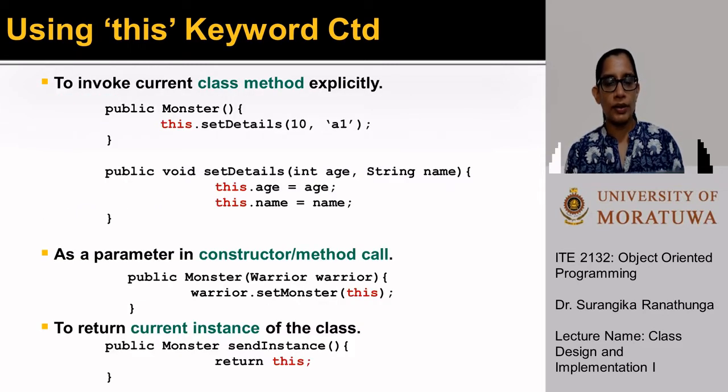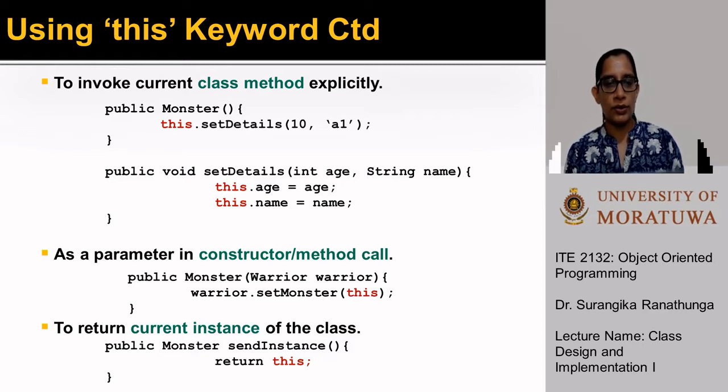Another use of this keyword is to invoke a current class method explicitly. Now remember, in this case we have the Monster constructor and we have another method, setDetails. If you want, you can explicitly call the setDetails method by using the this keyword. However, remember, even if this keyword is not there, that means if you just write setDetails within brackets 10 and A1, still the code will be correctly executed. But if you want to explicitly refer to a method, you can of course use this keyword.